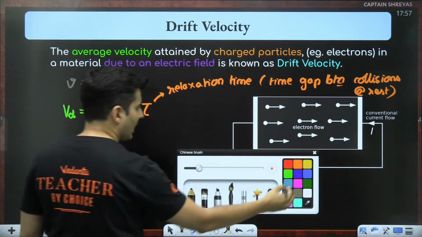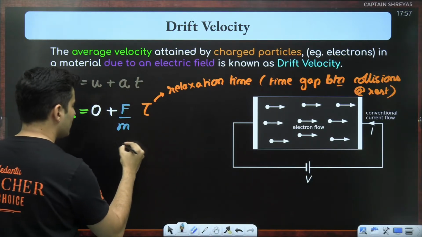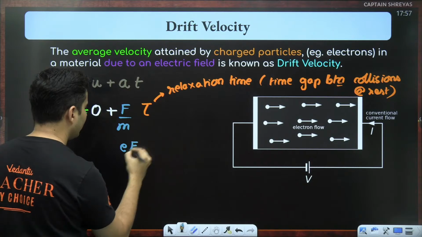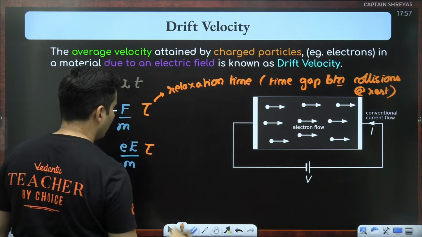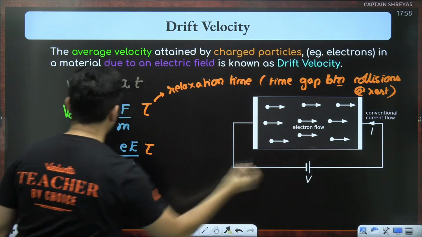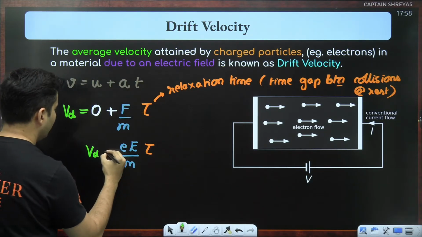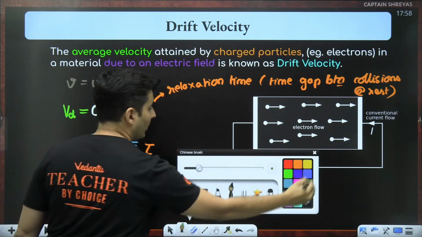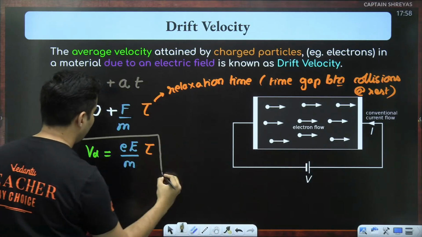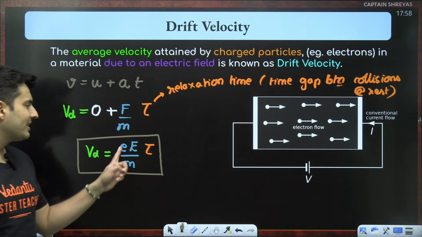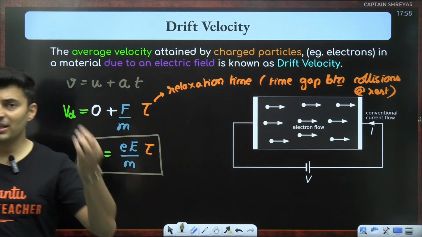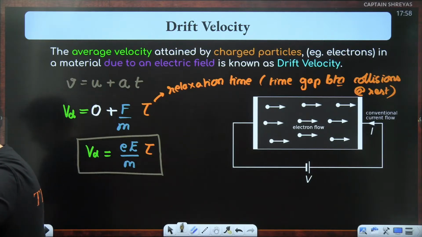Now this force, I can also write as the charge multiplied by the electric field. So this will come over here as it is, and this tau over here as it is. And what you get over here is the drift speed. So this is also a very, very important formula. Drift speed is E tau by m, tau being the relaxation time. Is that okay? All right.